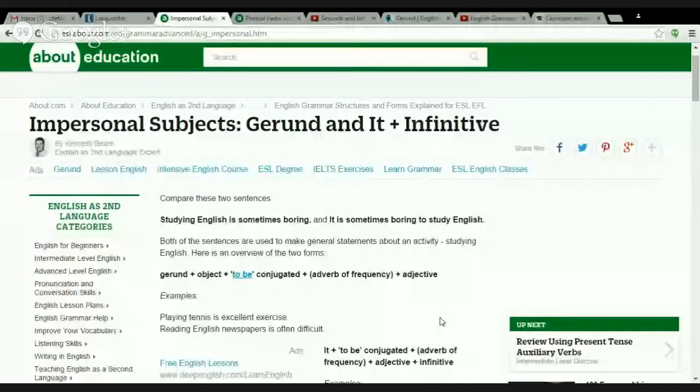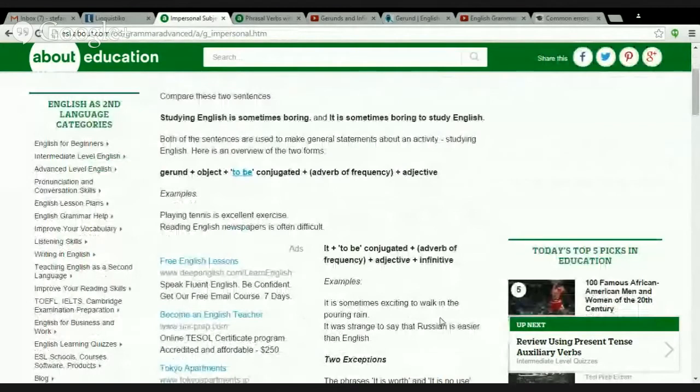This says impersonal subjects, gerund, and it plus infinitive. Okay, so it says compare these two sentences. Studying English is sometimes boring, and it is sometimes boring to study English. Both of the sentences are used to make general statements about an activity, studying English. Here is an overview of the two forms. Gerund plus object plus to be conjugated plus adverb of frequency plus adjective.